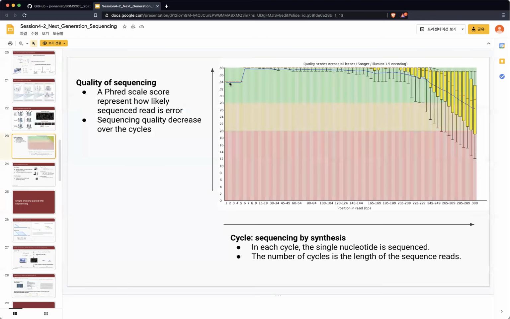So if you look at the Phred scale here, then you have 30. That means a 1 in 1,000 error rate: in 1,000 base pairs, you get 1 base pair error. So that is a 0.1% error rate, right? If you take the minus log 10 times 10 scale, which is the Phred scale, then it will be 30.